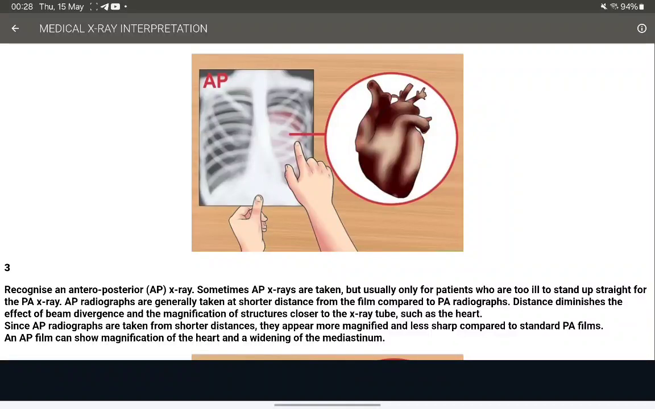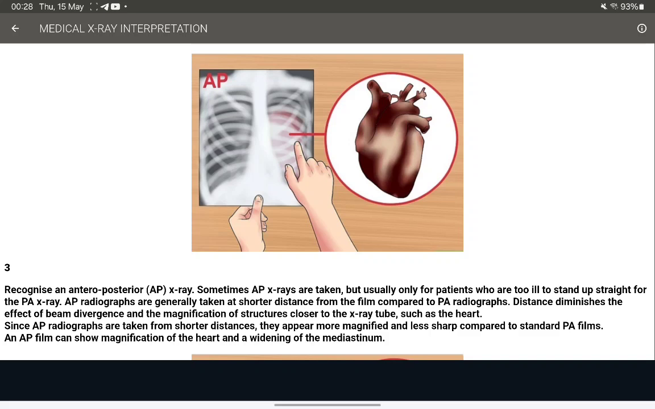Then recognize an AP anterior posterior X-ray. Sometimes AP X-rays are taken, but usually only for patients who are too ill to stand up straight. For the posterior anterior X-ray, as we said before, like the patient in the intensive care unit or ICU, we can take the X-ray as a portable X-ray in AP position. AP radiographs are generally taken at a shorter distance from the film compared to PA radiographs.